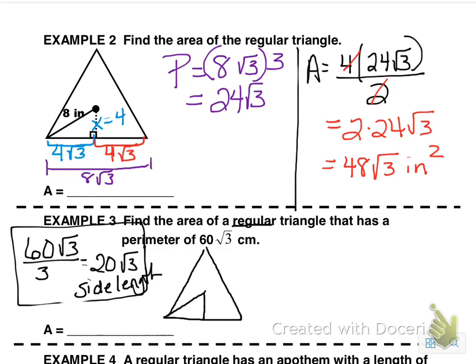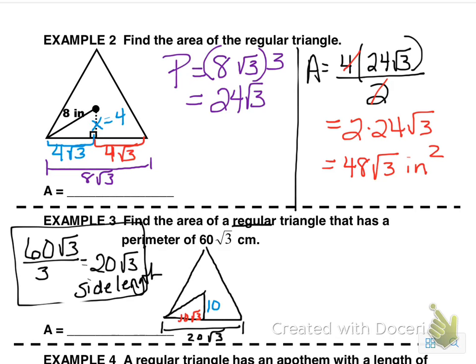20 square roots of 3 from here to here tells us that if I take half of that, so now I have the base, and if I know, I'm getting better at my 30, 60, 90s, if the longer leg is x square roots of 3, then the shorter leg is x, so my apothem for this one is 10.